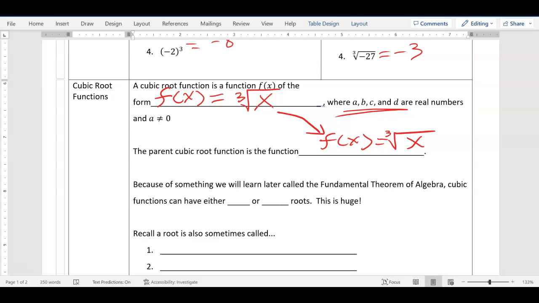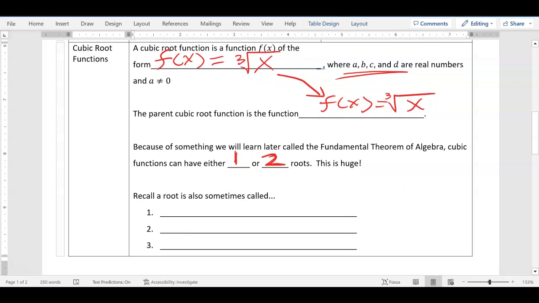Cubic functions have one or two roots. All right, I know we've done this in this class. What are other names of roots? X-intercept is the main one. There's two more. Root, x-intercept, zero, and it starts with an S. Solution. Very good. Those are the four phrases or four things that mean the same thing.